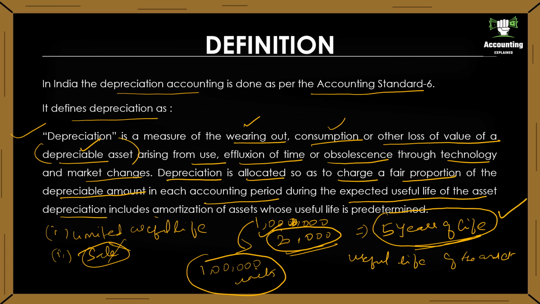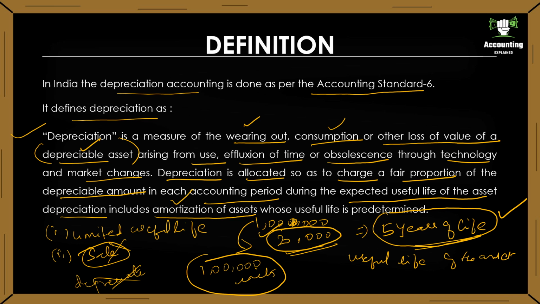Depreciation also includes amortization of assets. As I told you, depreciation applies to fixed assets which can be touched and felt. But there are some other fixed assets which cannot be touched and felt. They are goodwill, trademark, patent, etc. Those assets cannot be depreciated. Depreciation is not possible for those assets.